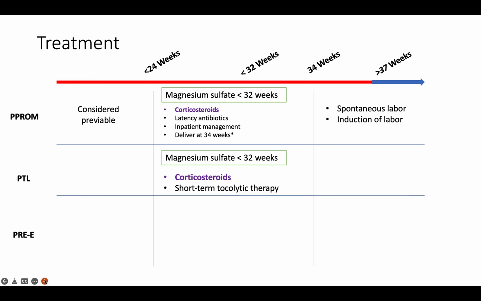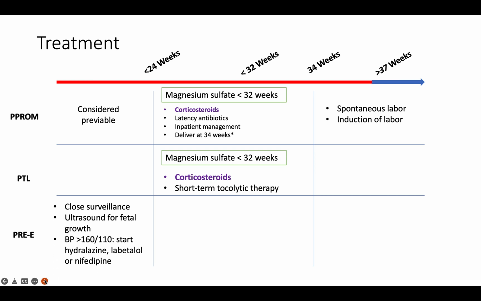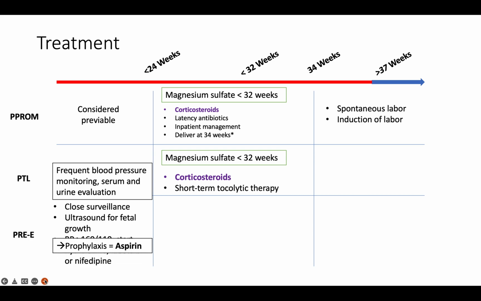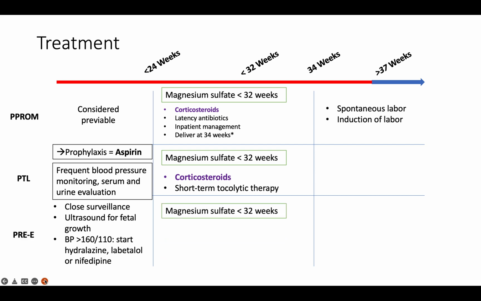Last but not least is PRE-E. PRE-E requires close surveillance, ultrasound for fetal growth every 4 weeks, and blood pressure control with hydralazine, labetalol, or nifedipine. These moms receive frequent blood pressure monitoring, serum, and urine evaluation. Prophylaxis with aspirin is also initiated between 12 and 28 weeks, optimally before 16 weeks, and is continued until delivery. These moms also receive magnesium sulfate less than 32 weeks.